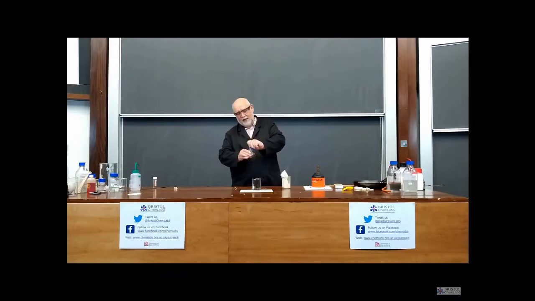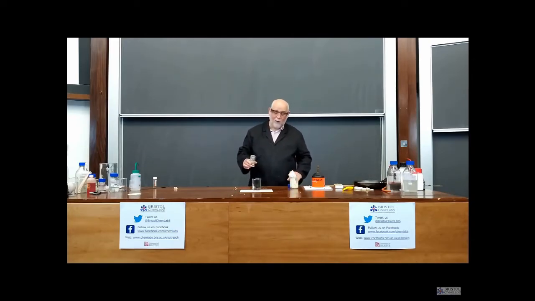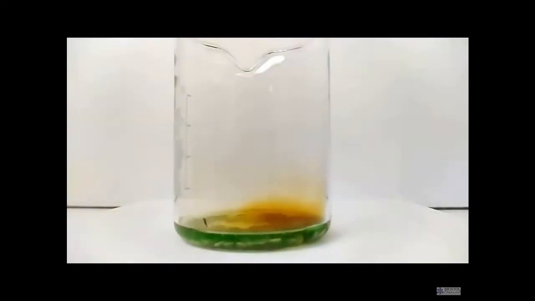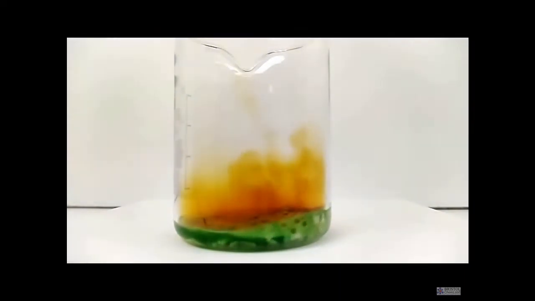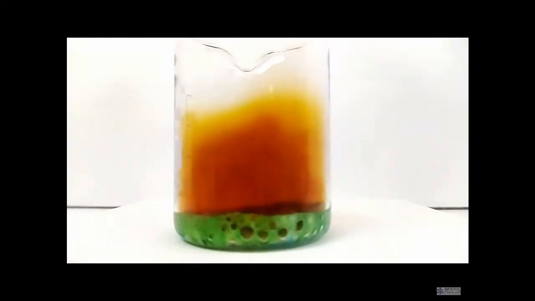Not dilute nitric acid, because you'll remember from lower school chemistry that dilute nitric acid, dilute mineral acids will not react with copper, silver, gold, platinum, mercury. This is concentrated nitric acid. That brown coloration that you're seeing just about to spew over the top of the beaker is NO2.